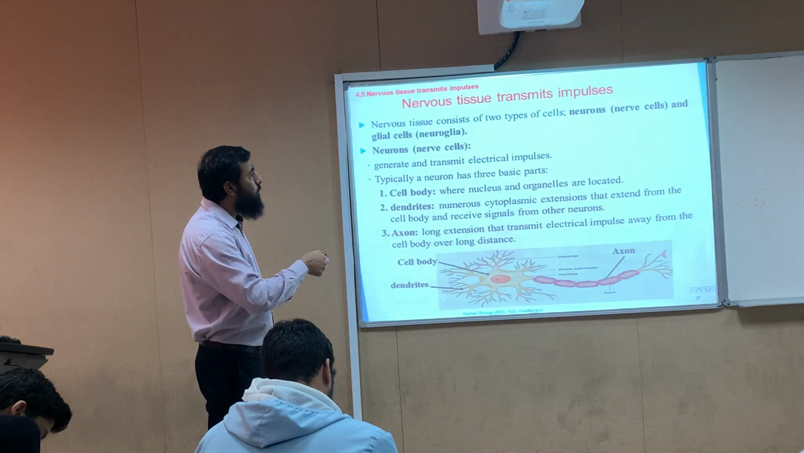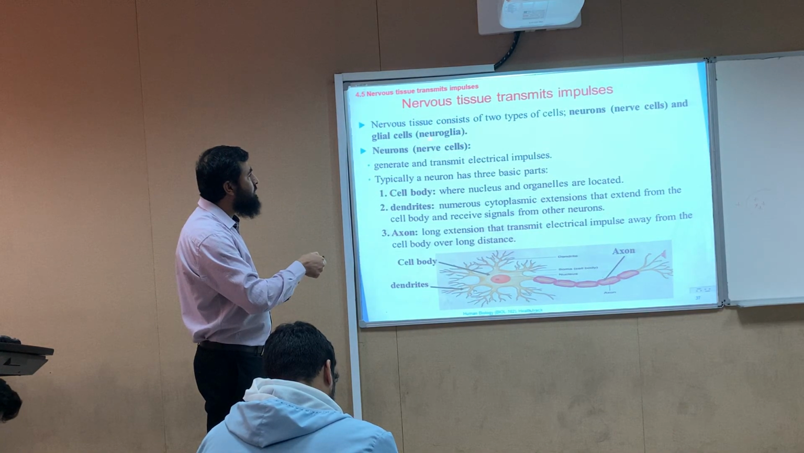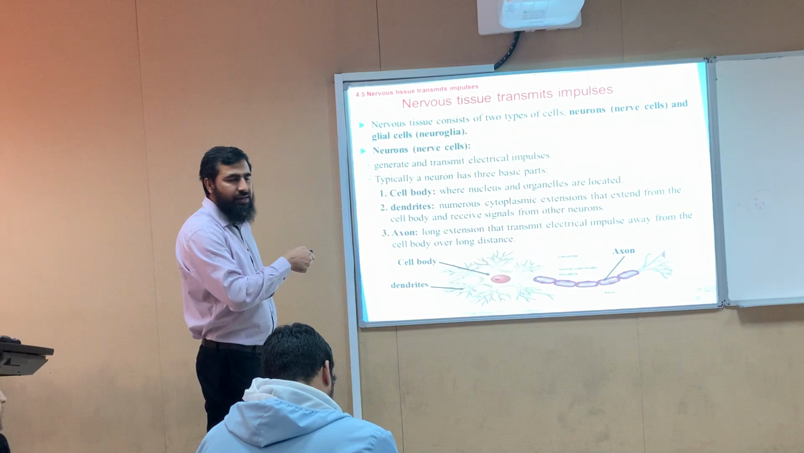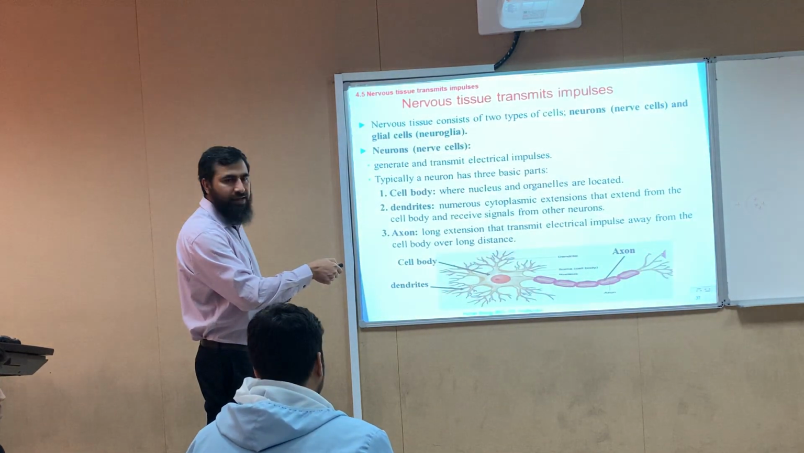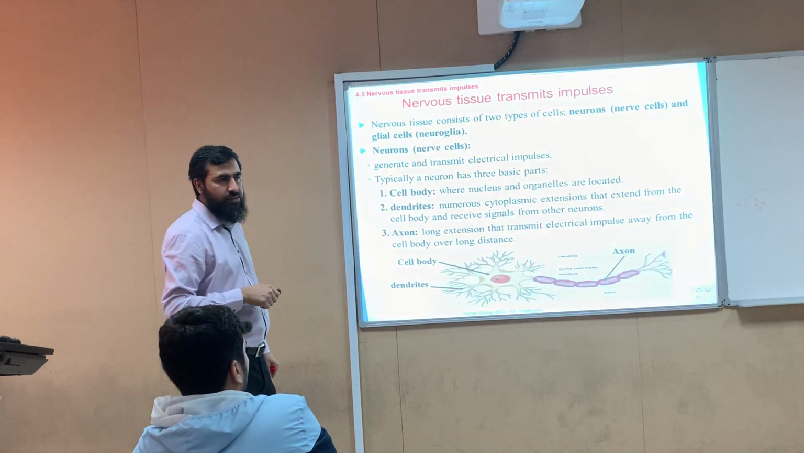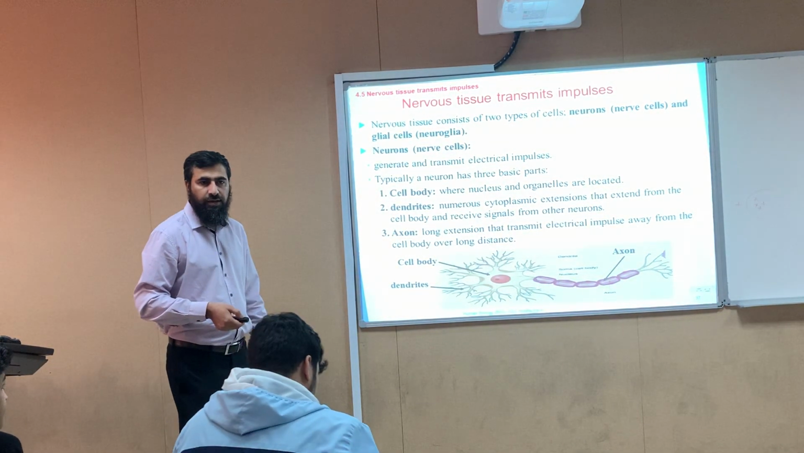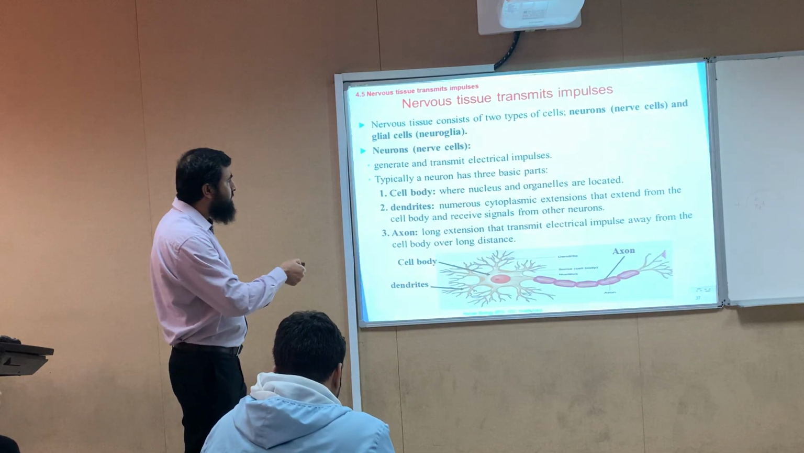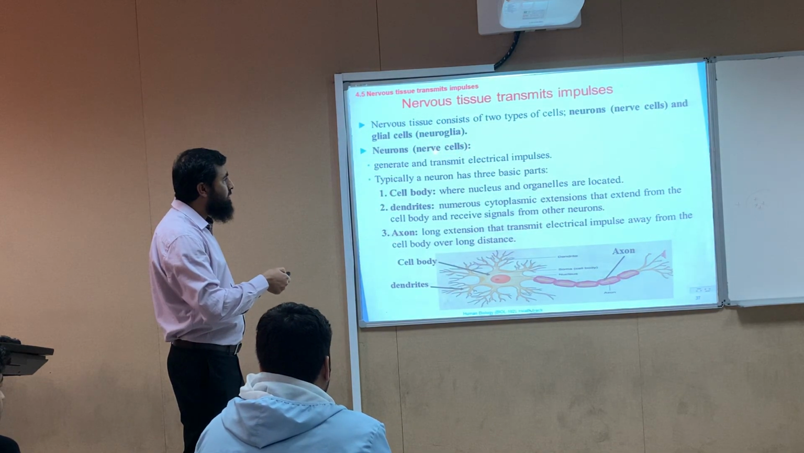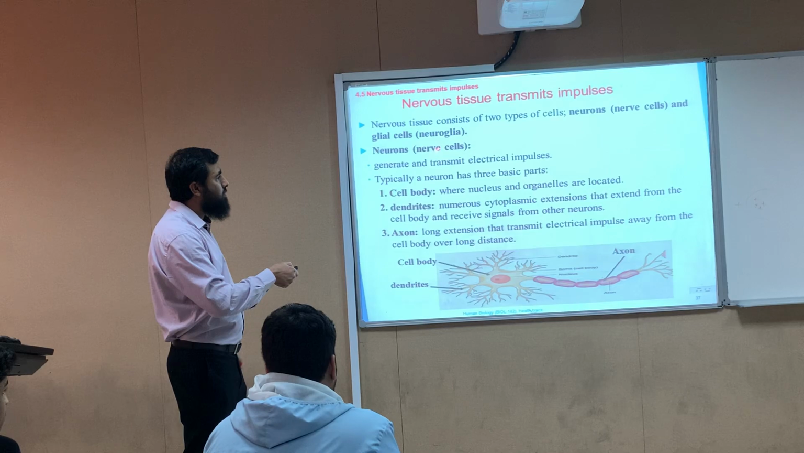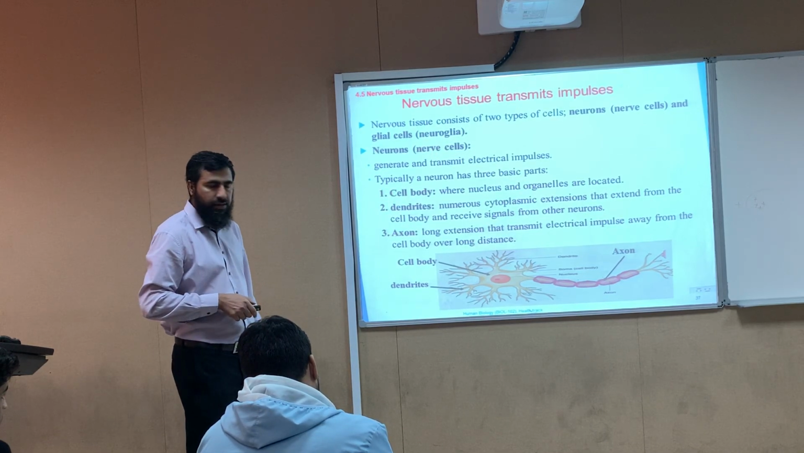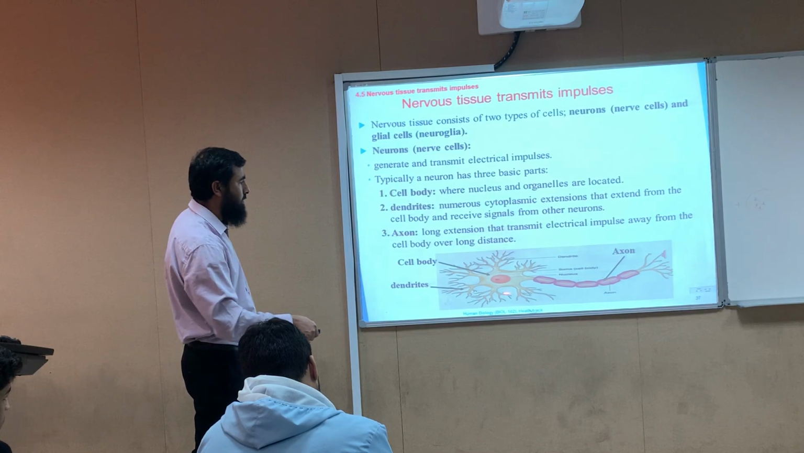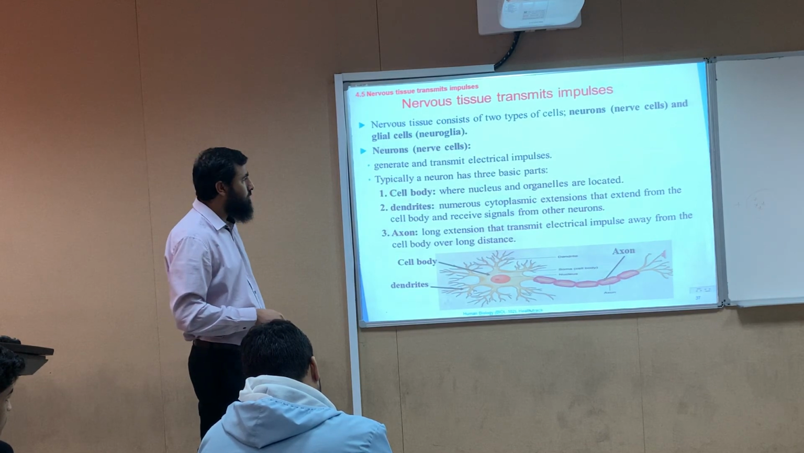Most of the nervous tissue, about 80 to 90%, is neuroglia. Only about 10% is the actual neurons. So most of it is neuroglia. When we look at the structure of the nerve cells, or neurons, we find that they have three different parts. This is a drawing of a nerve cell, or neuron.